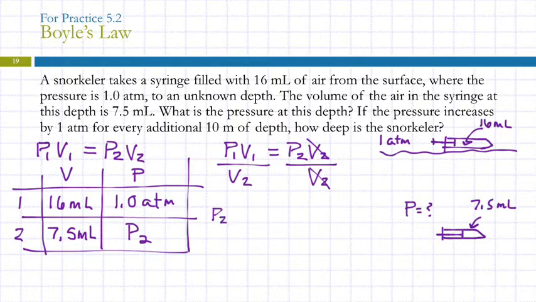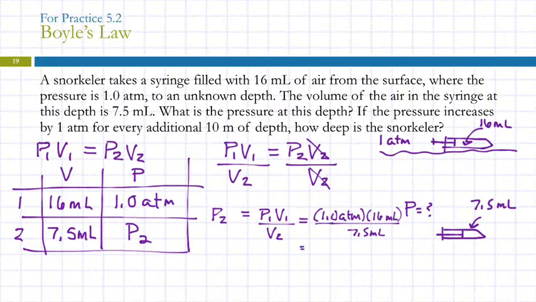So now I've got my equation. P2 is equal to P1 V1 divided by V2. There are a lot of similar letters and numbers, so be very careful that you're copying them correctly. I've got my equation, I've got my numbers, so I'm just going to plug them into the equation. Always include the units. I look in the table for P1, and I see it's 1 atmosphere. And then I need volume 1, which is 16 milliliters. And that's divided by volume 2, 7.5 milliliters.